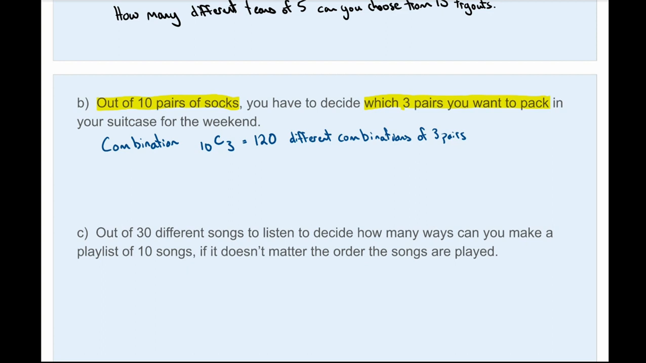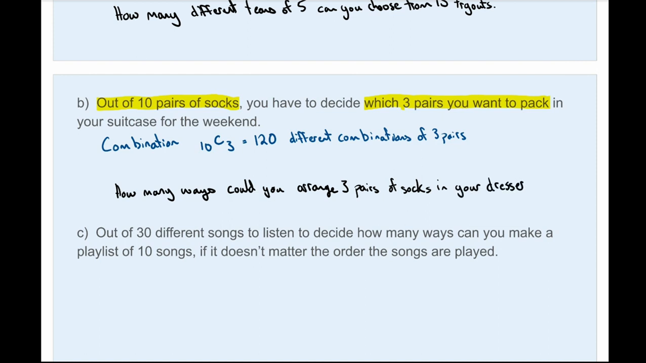If I wanted to rewrite this sentence to be a permutation, I could do it as something along the lines of how many ways could you arrange 3 pairs of socks in your dresser or suitcase, if you want to keep the same theme. But the idea here is that we are going to arrange them. So in this case, the order does matter. So when we're arranging things, order does matter.